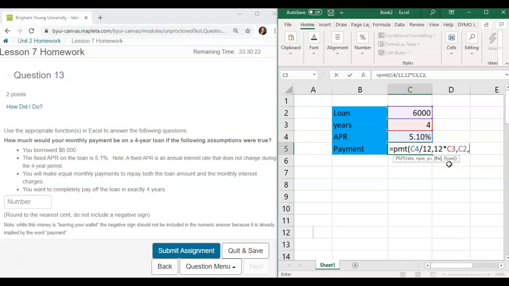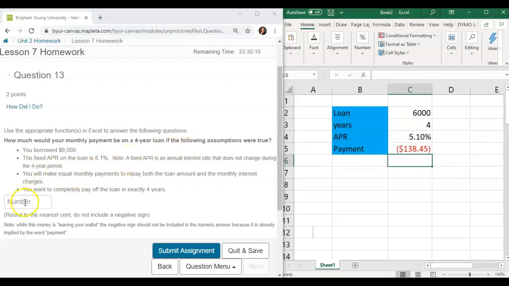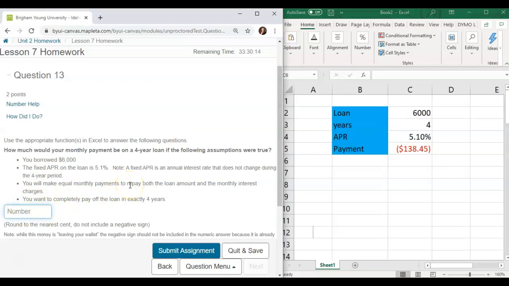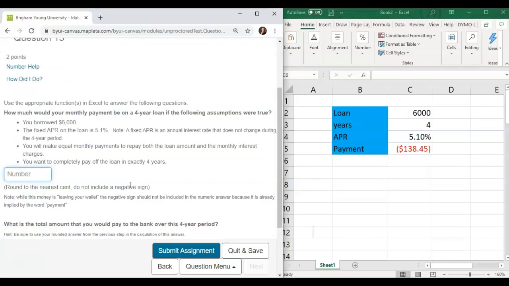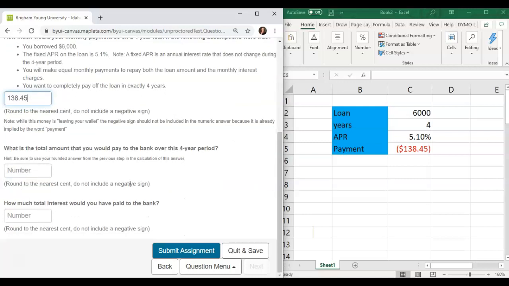I can close the parenthesis, or I can just leave it and Excel will automatically close it for me, and that gives me my payment. So I'm going to type in, rounding to the nearest cent, and don't put in the negative sign, $138.45. The next one, what is the total amount that you would pay to the bank over this 4-year period?